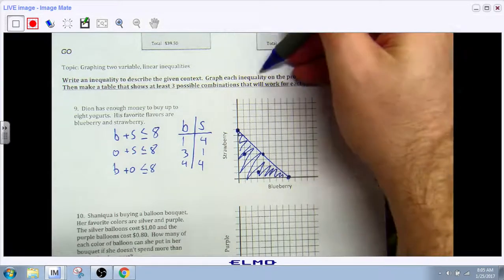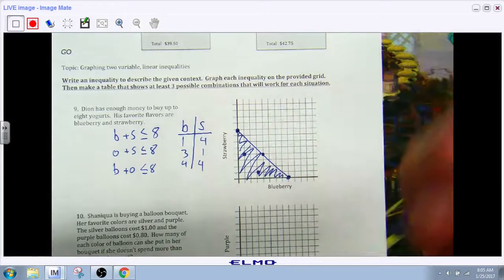But that's all that's asking us to do. Did we graph each inequality? Yeah, we did. Did we make a table showing 3? Yes, we did. Awesome. So we were able to do this.